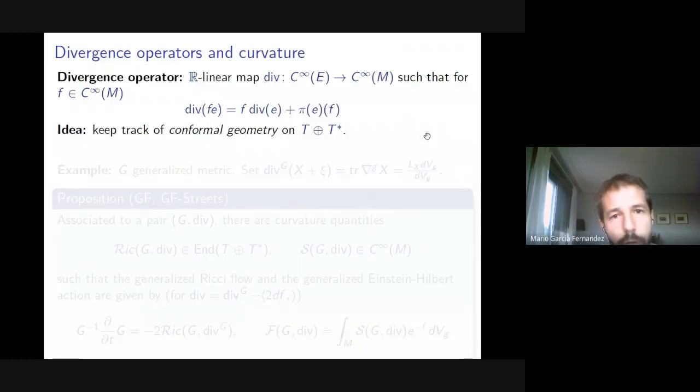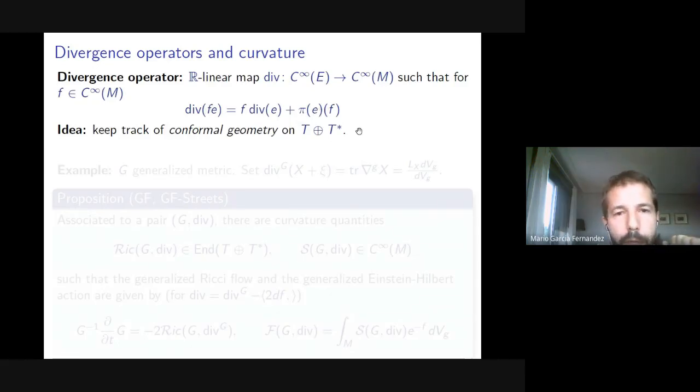You need to introduce a device called a divergence operator in order to talk about curvature in generalized geometry. A divergence operator is an R-linear map which takes sections of the Courant algebroid into smooth functions and satisfies this sort of Leibniz rule. Here pi is the anchor map, the projection of tangent plus cotangent onto the tangent bundle.